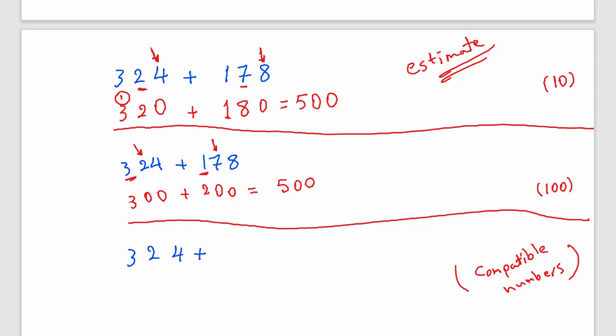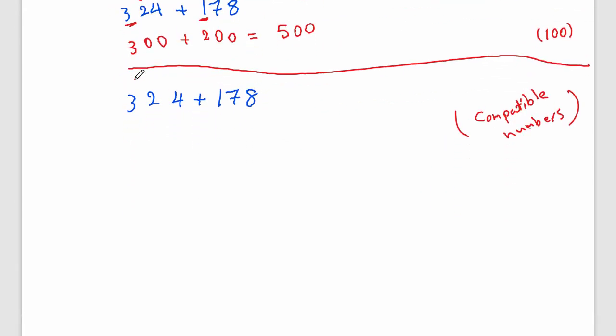But first, my heroes, I want to explain to you what we mean by compatible numbers. The compatible numbers are numbers near to the given numbers, and it's easy for us to add. So you need to think of the two conditions. They should be near to the given numbers, and they should be easy to add.